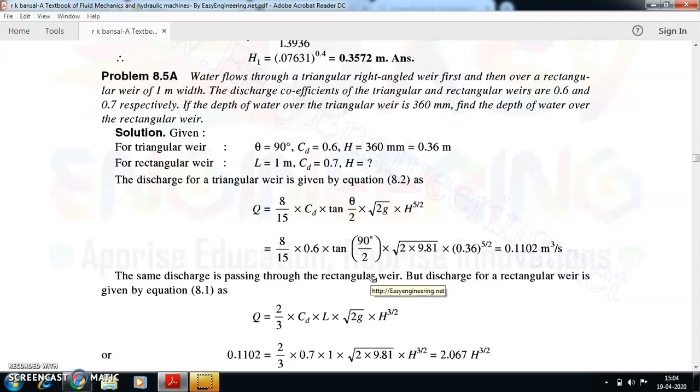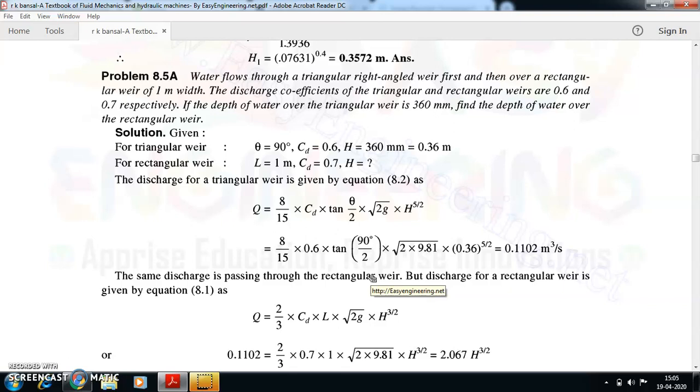Now if you go to the next problem, 8.5a. Water flows over a triangular right-angled weir first, and then it flows over the rectangular weir, and the rectangular weir width is given to you as 1 meter. The discharge coefficients of the triangular weir and the rectangular weir are 0.6 and 0.7 respectively. If the depth of the water over the triangular weir is 360 millimeter, find the depth of the water over the rectangular weir.